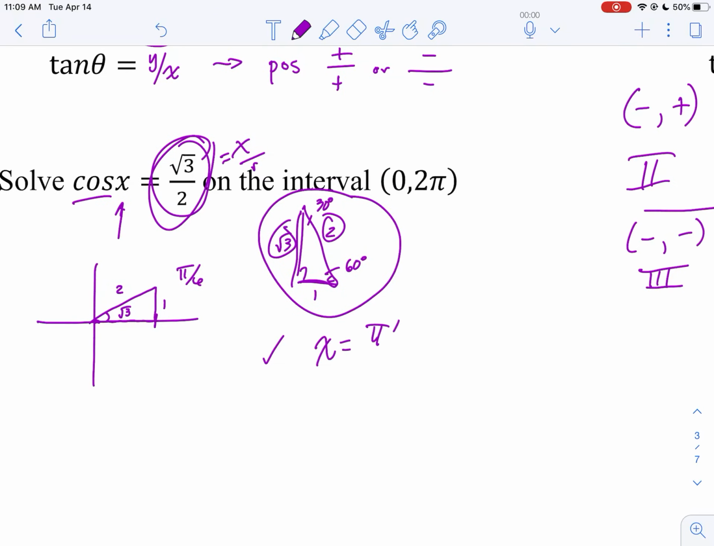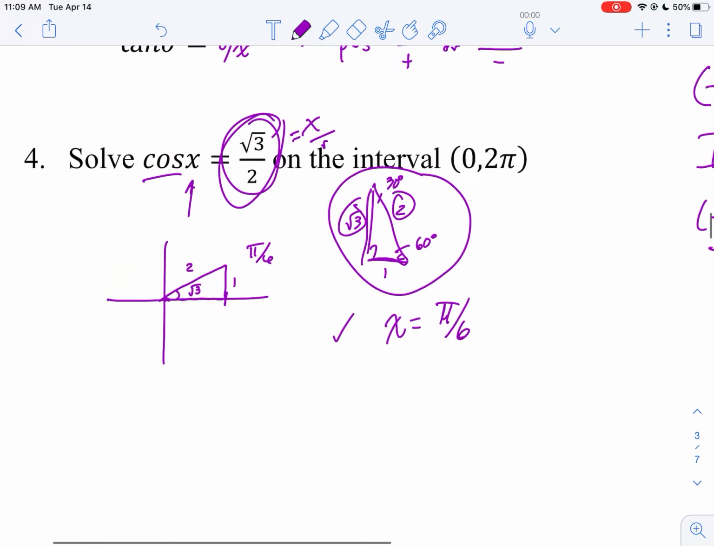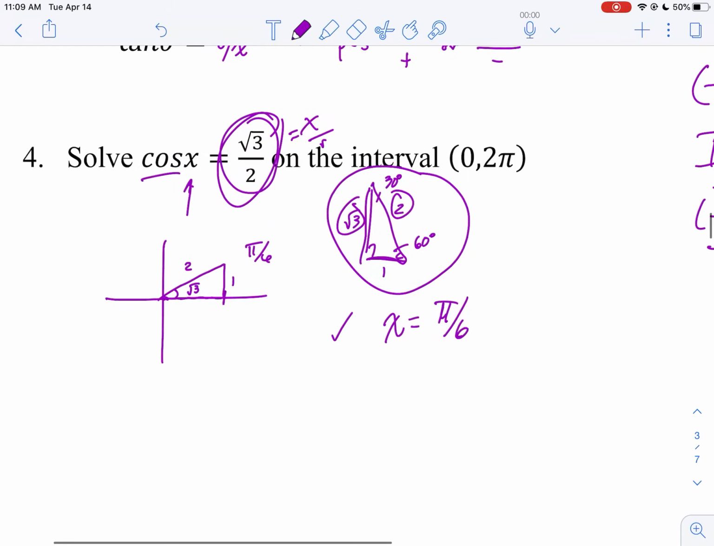And so we can think that through. That's a 30-degree angle, or in radians, that's going to be pi over 6. Ta-da, we're done, right? x equals pi over 6. Wrong.